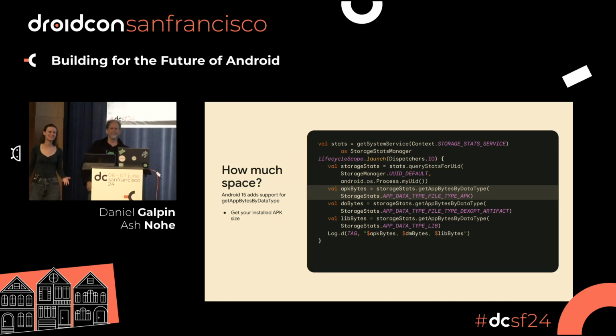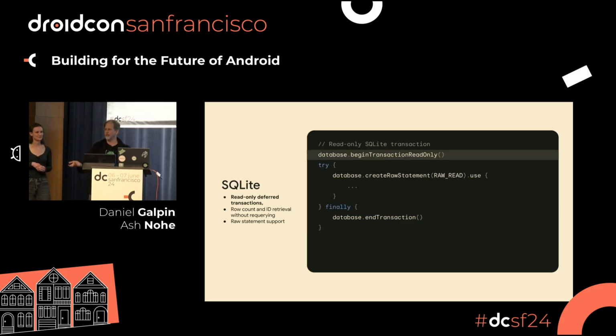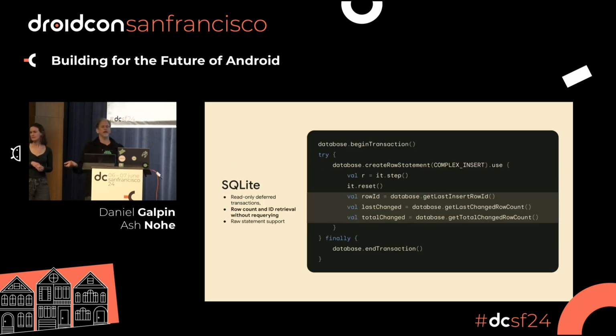Android 15 also gives you more detail on the storage it's using, including your installed APK size, DEX, artifacts, library size, and more. We improved SQLite with read-only transactions, row count, and ID retrieval without requerying, and support for raw statements.